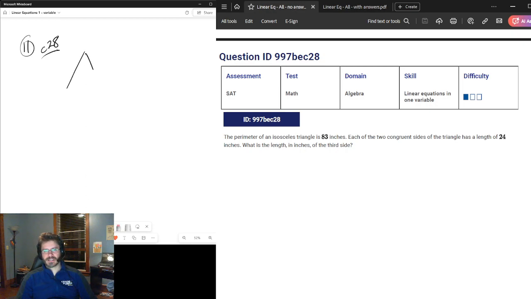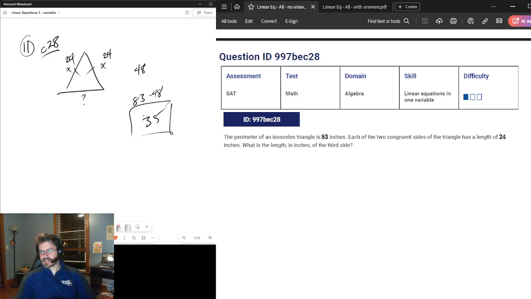Equilateral is all 3 sides are the same. Isosceles is only 2 sides are the same. So the perimeter is x, and something adds to 83. The congruent sides of the triangle are 24. Okay, 24, 24, and then something. So 24 plus 24 is, of course, 48. 83 minus 48 is going to give us 35. What is the length of the third side?